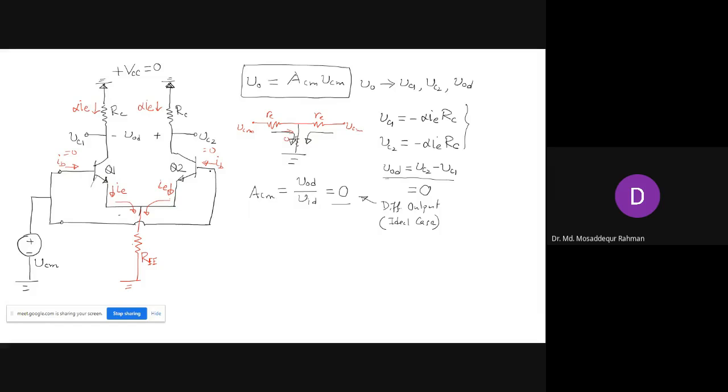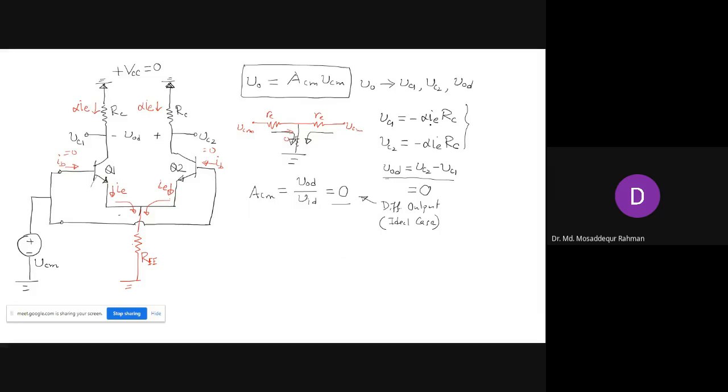So for a practical amplifier, the common mode gain will not be 0 even if you have this differential. If you take the output differential, it will have some non-zero gain. And of course, if you take output from a single node, you will always have some voltage, and there will be some gain associated with that. So now we'll try to determine what will be the common mode gain for VC1, VC2.